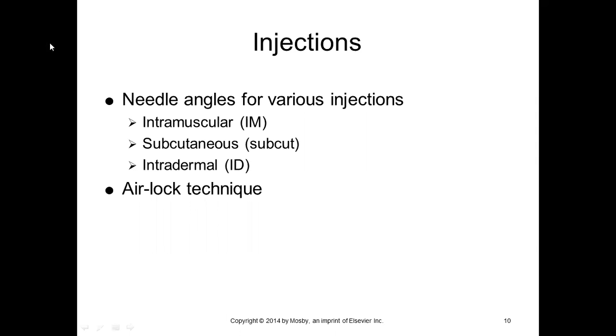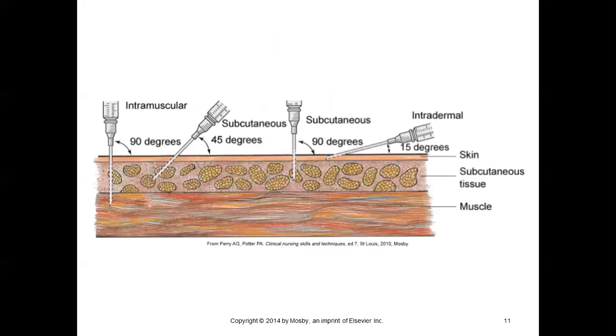So the needle angle for the various injections, we have to follow a different angle for each form of injection, like intramuscular, shortly called IM, subcutaneous, called subcut or Sub-Q, and intradermal, ID. Also, we have to follow the air-lock technique to avoid air embolism.